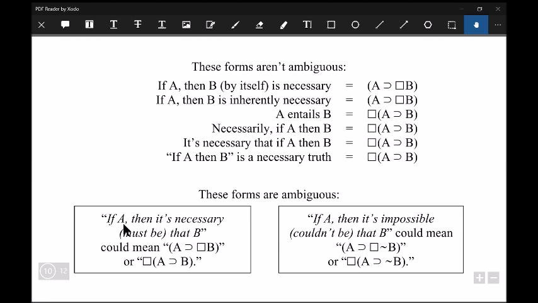You've got to say it could mean this or this. And with the arguments, you have to express it two ways. The English argument is ambiguous between two different arguments.